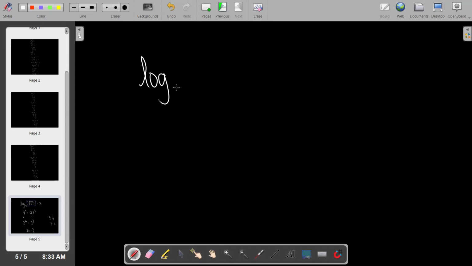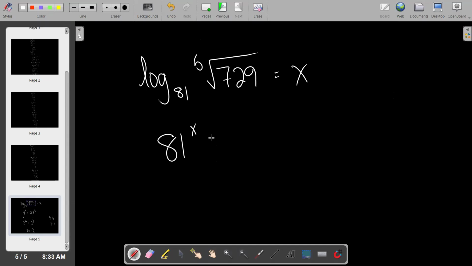Log base 81 of the 5th root of 729. I've asked you this exact same question before today. Actually, I'm not ready for the question yet. I got a little ahead of myself again. I got to put my equals x and cycle it out. 81 to the power of x equals what?